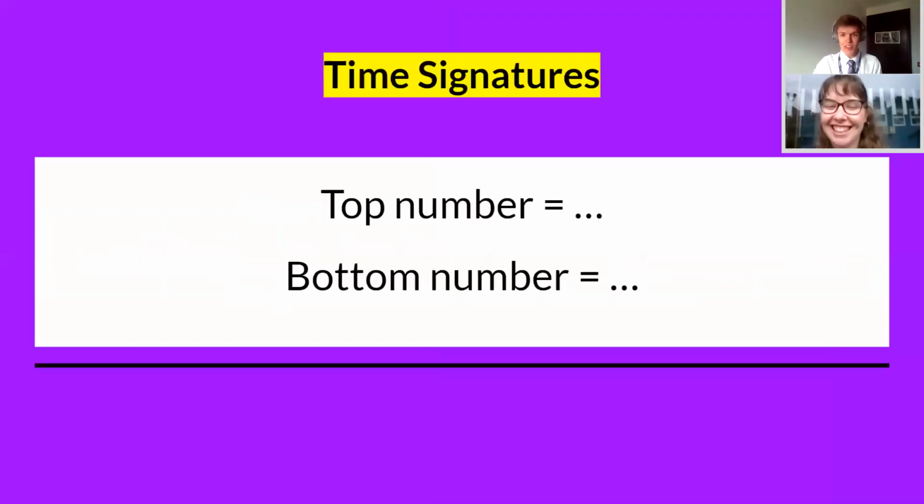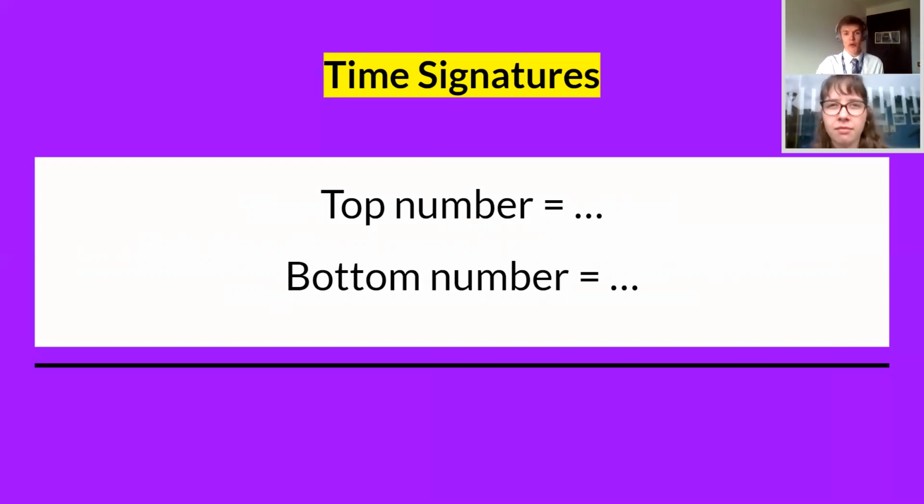So here we go. We're going to talk about time signatures first. This is something we talked about right at the beginning of grade 1. What does the top number in a time signature mean, and what does the bottom number mean? Because once you know these rules, you can apply them to any time signature. So pause the video if you need to, and write down what you think these might be.